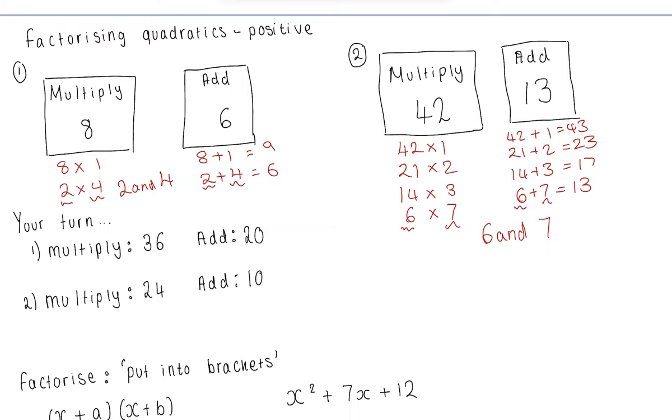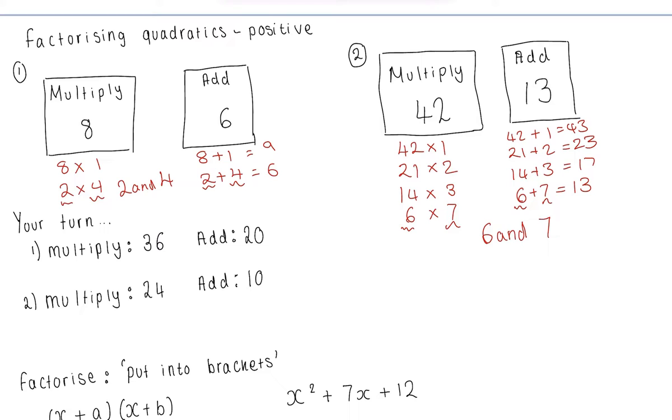Now what I would like you to do is have a go at these two questions here. Can you find two numbers that multiply together to give you 36, but add together to give you 20? And then can you find two numbers that multiply together to give you 24, but add together to give you 10? Pause the video, have a go, and then press play when you're ready to check your answers.